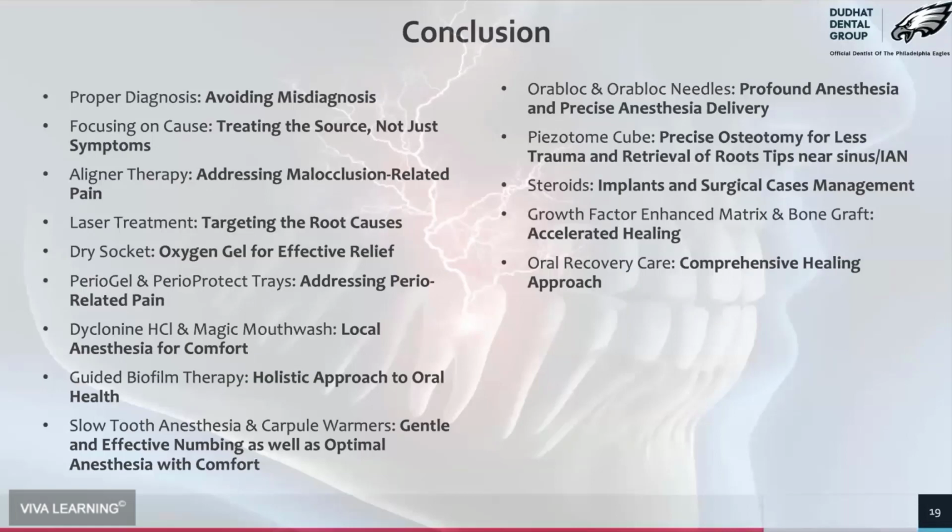Okay, slow tooth anesthesia, we talked about giving injection at very slow speed, which is very gentle and effective for optimum comfort for the patients. Articaine block should be the choice of your anesthetic. Even a patient with a heart condition, you can use up to 2 carpules of articaine block.